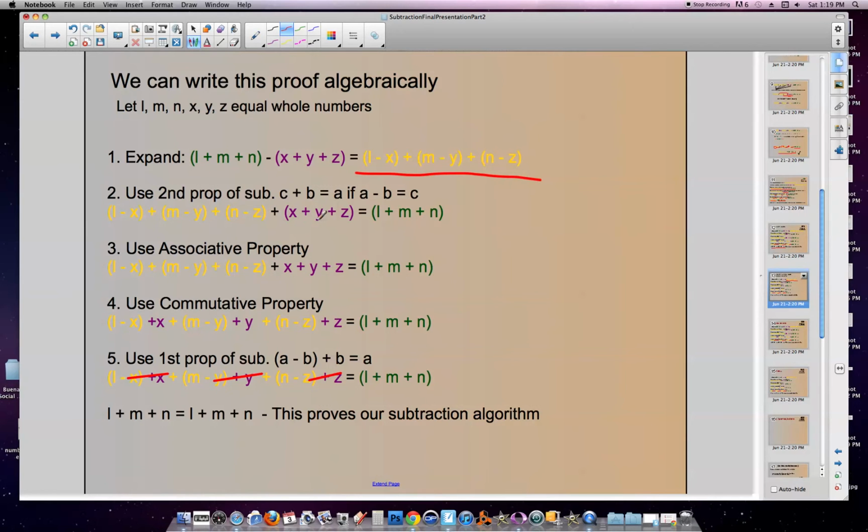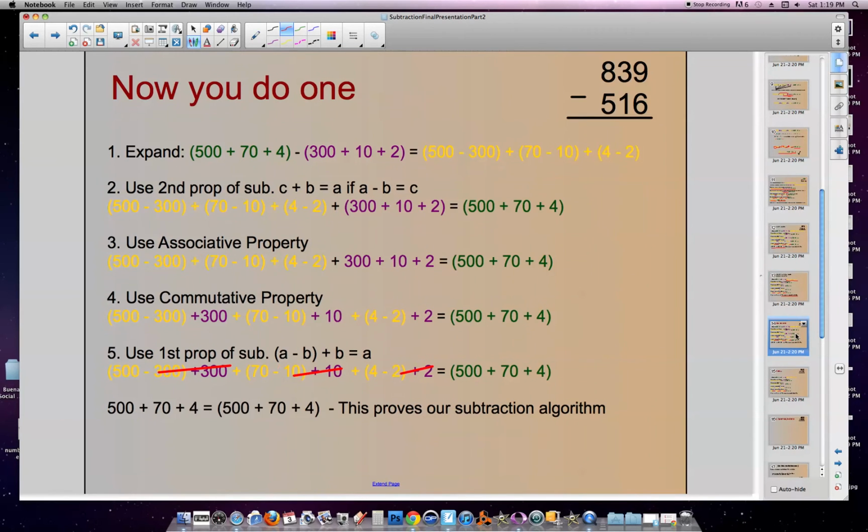We rearrange it using the inverse property. We get rid of the parentheses, so we use the associative property. Then we use the commutative property to move those terms, cancellation property, and we're left with L plus M plus N equals L plus M plus N. Since these two things are equal, then that subtraction algorithm must have worked.